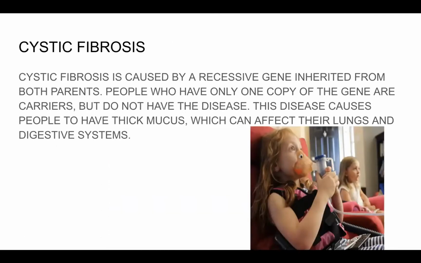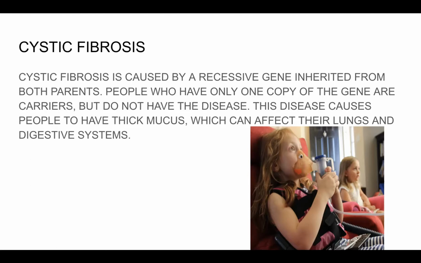And the other one is cystic fibrosis, and this is a recessive gene inherited from both parents. And if you only have one copy of the gene, and this is also true for sickle cell, but you don't have the disease, that person's called a carrier. And if you don't want to pass it on to your children, they have something called genetic counseling, and the counselors can tell you what things you can do.